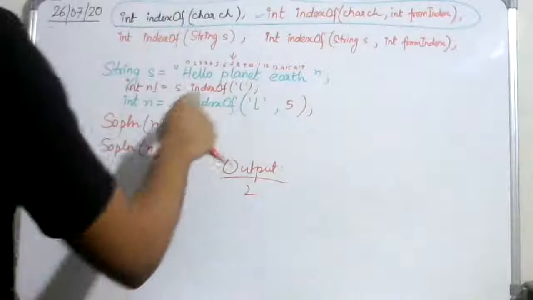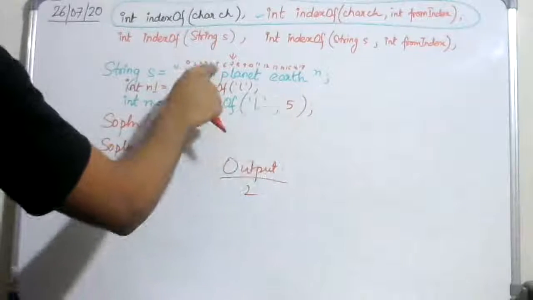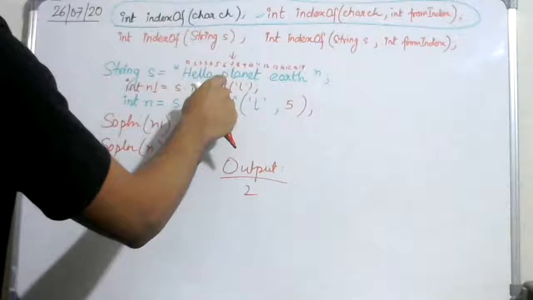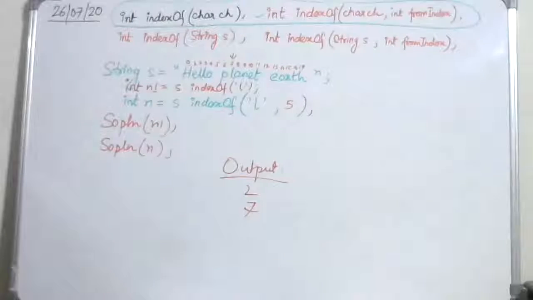Now the second SOPLN, where n is equal to s dot indexOf L, and I have specified a starting position. So it starts looking from 5. Here I have a blank space, then I have P, then I have L. So it finds it at the 7th location, and I get 7 as the output. I hope the difference between the two functions is clear. The first one does not specify a starting point. The second version specifies a starting point where the function starts searching from, the position given as an argument. So that is how indexOf works.